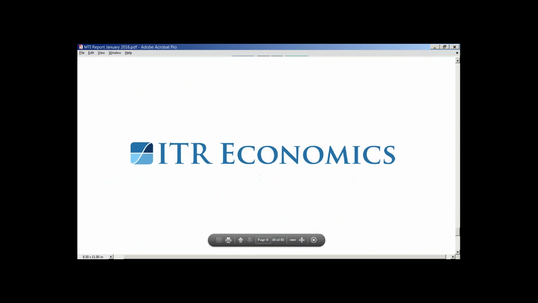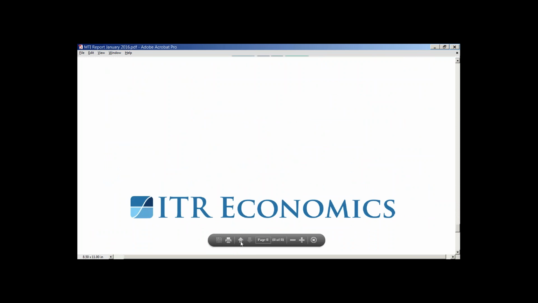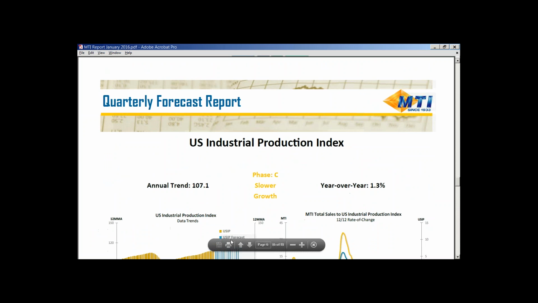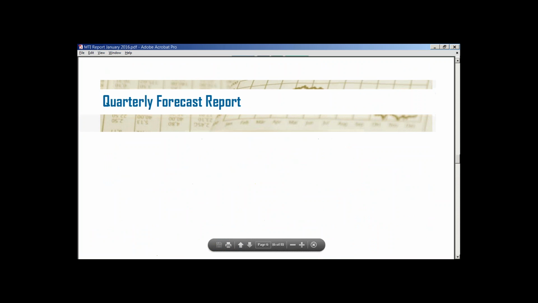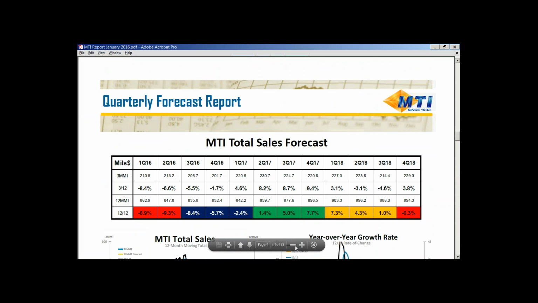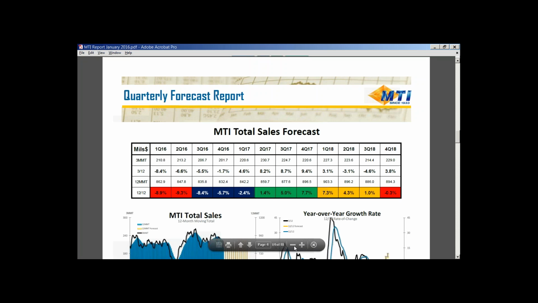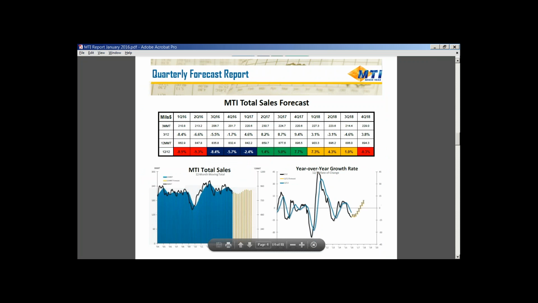So that brings the report to a close. Again, I would say that the most valuable portion of this report can be found on page 4, which is showing you our forecast for MTI total sales, along with expectation of what phase of the business cycle you're going to be in given that quarter.